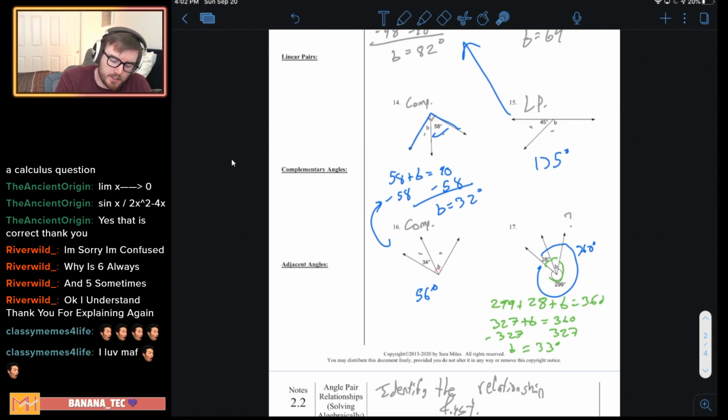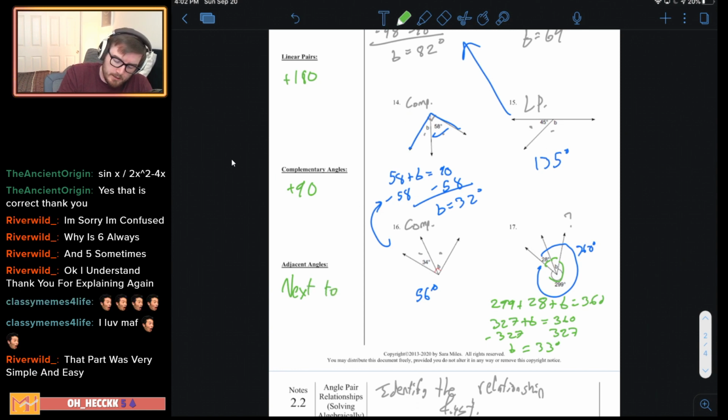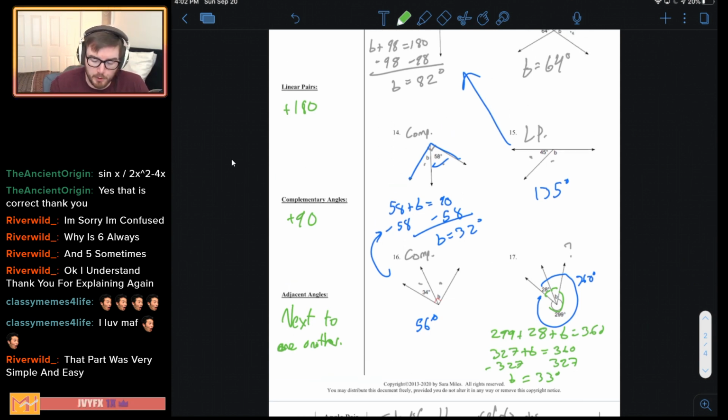These things over here were just a reminder of our definitions. So real quick, I'm just going to say they add to 180, add to 90, and this just means next to one another. Very simple and easy, I would agree.